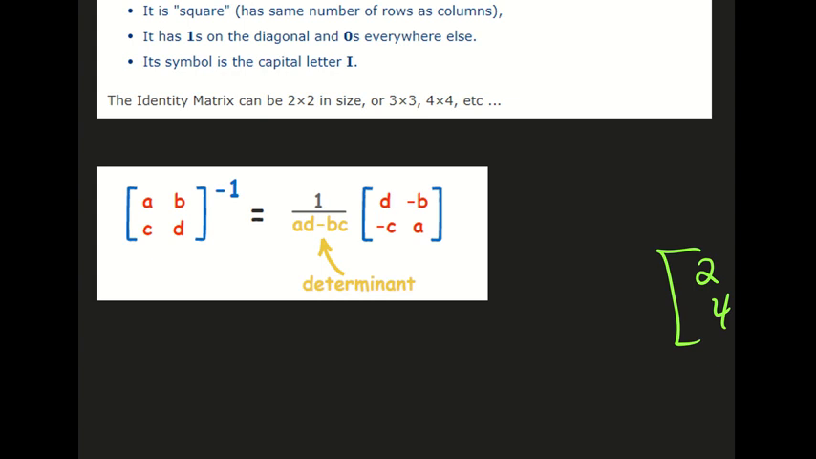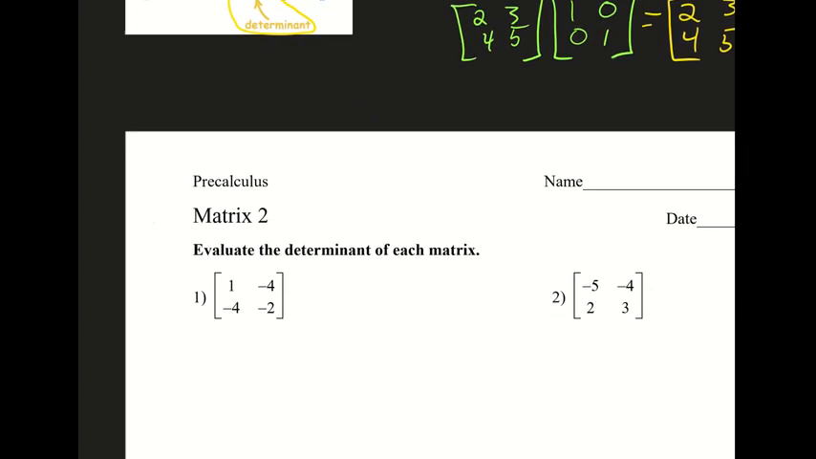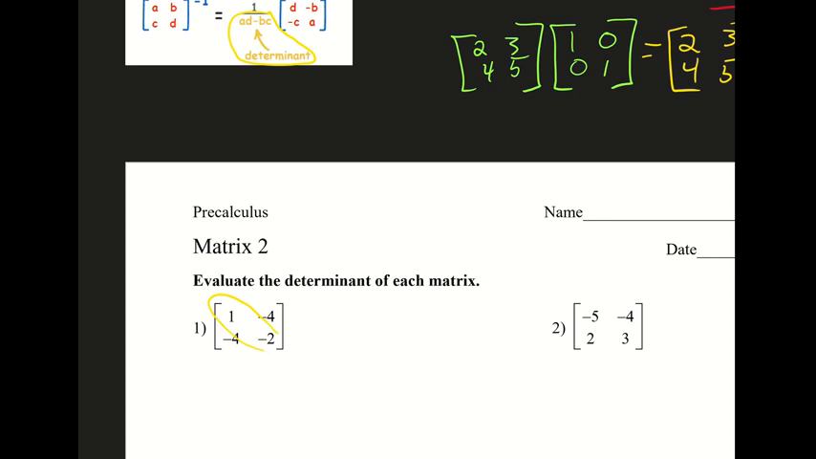Now, the first thing that we need to do for finding the inverse of a 2 by 2 matrix is to find the determinant. So our determinant is, if we have our matrix set up like this, A, B, C, D, AD minus BC is our determinant. So it's all of this in yellow. Let's take a look at what that looks like for these 2 by 2 matrices. So AD minus BC. It's a little bit like cross multiplication, what we've done with some other things. So our determinant is 1 times negative 2 minus negative 4 times negative 4. So our determinant is negative 18.